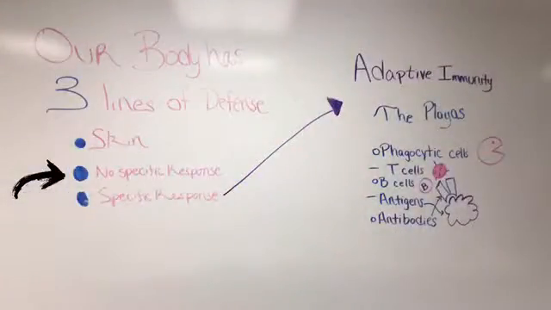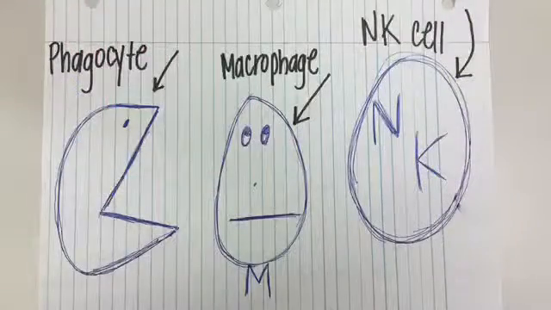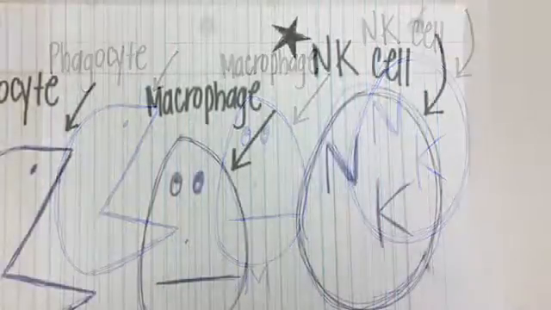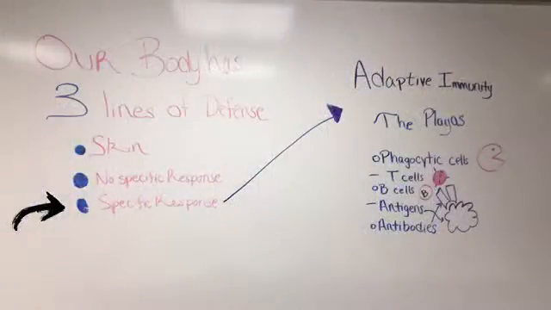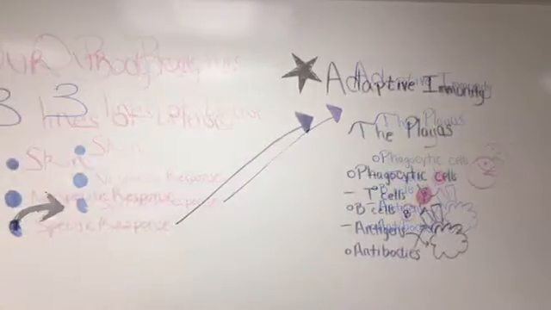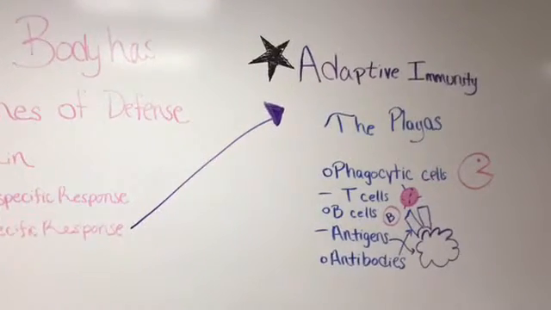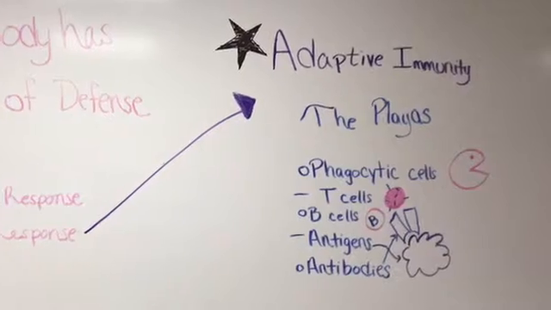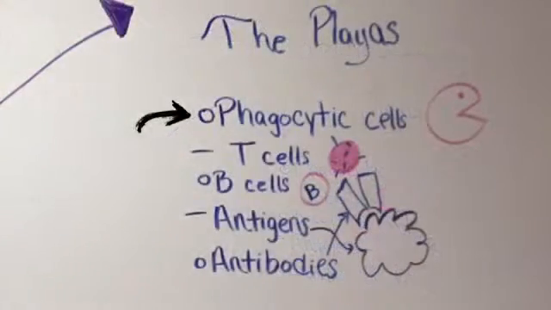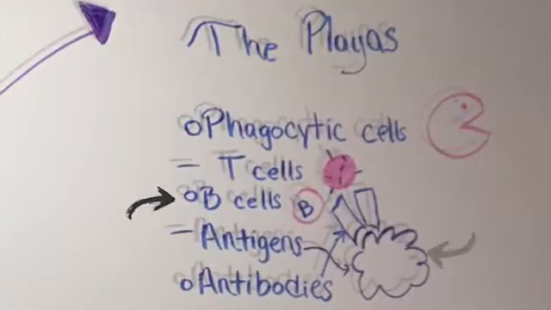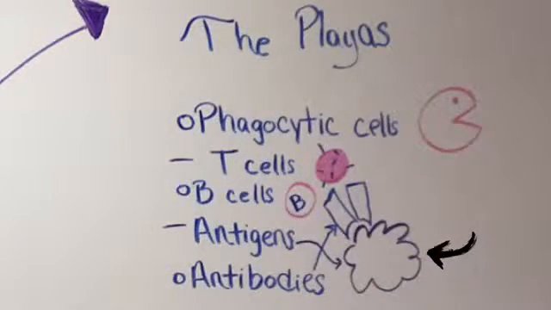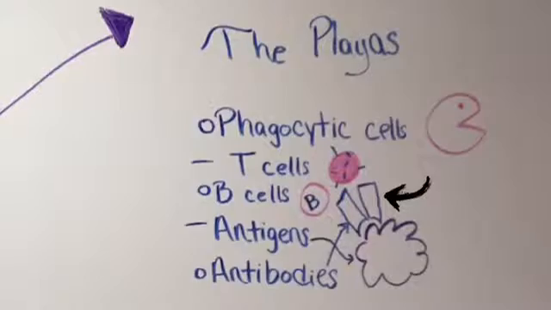Nonspecific responses, which include phagocytes, macrophages, and NK cells, a white blood cell that will destroy any type of pathogen, and specific responses, which include what's called adaptive immunity. The adaptive immunity players involved are phagocytic cells, T cells, B cells, antigens, and antibodies.